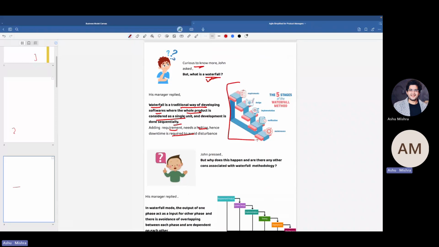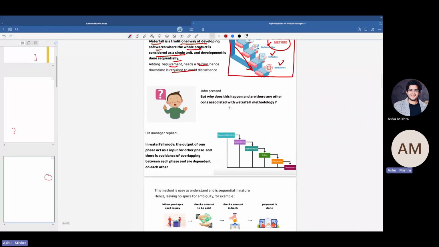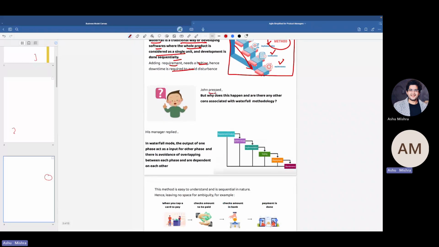So, guys, if you see this diagram over here, the first step is requirement, the second is design, the third is implementation, fourth verification, and fifth maintenance. So these are all sequential steps in order to create a software in the waterfall method. And this was essentially the problem that came in John's office as well. Now, moving further, John pressed, but why did this happen? And are there any other cons associated with waterfall methodology?